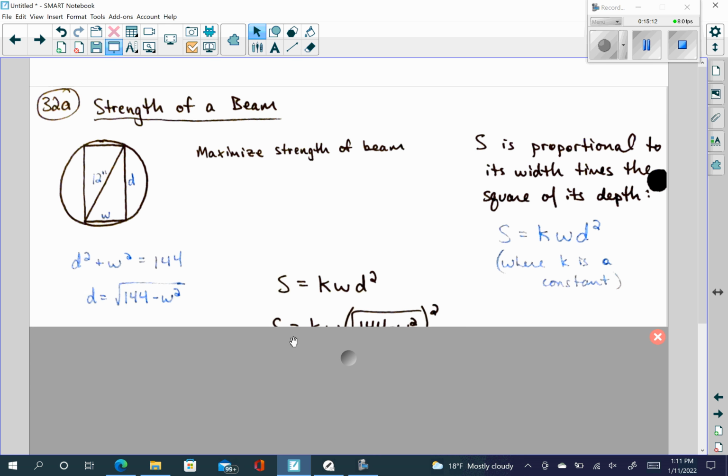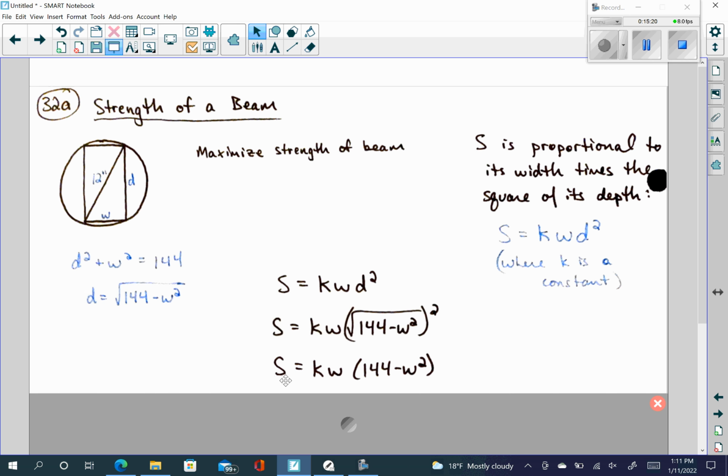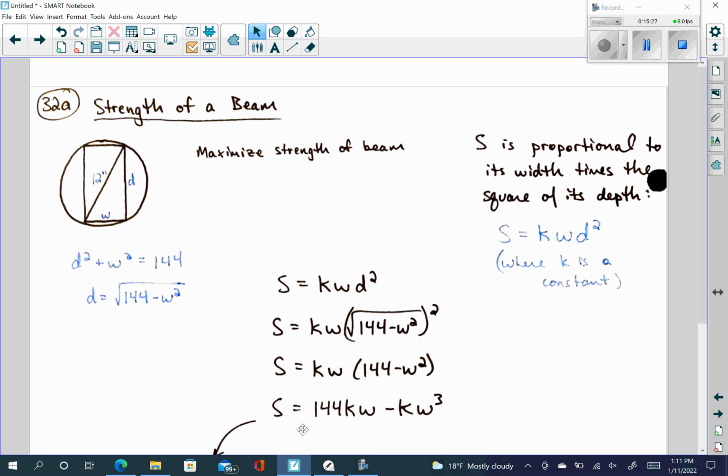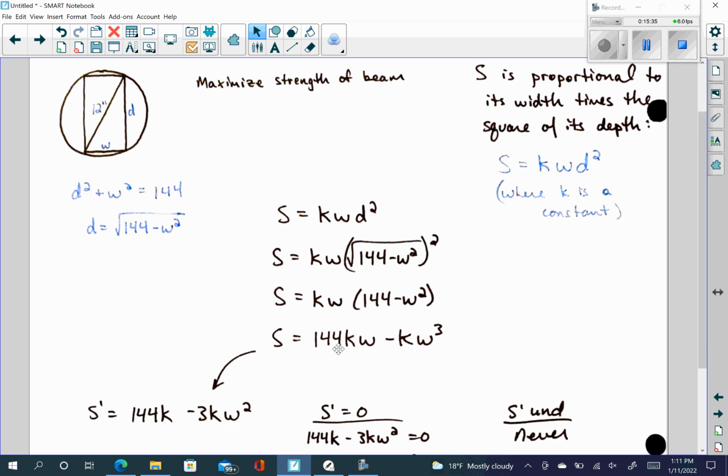So if I substitute that in, S is going to equal K times W. Now I have everything in terms of w. And notice when I go to square the square root, it's going to cancel. So now I just have S is equal to K times W times 144 minus w squared. Recall K is a constant. So I just want to distribute this here. Now I'll find the first derivative of S. So we're going to find S prime. So remember, K is a constant, so the derivative of this first term is just going to be 144K, and then we get minus 3K w squared.